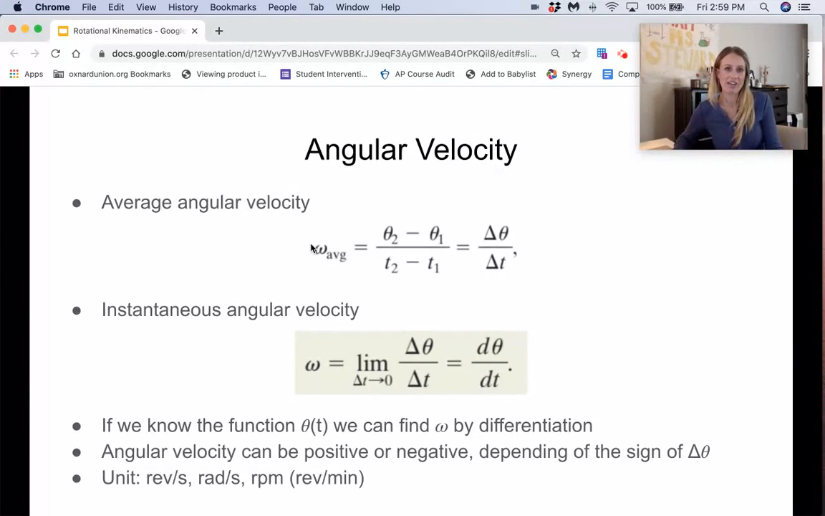And then the unit for angular velocity: regular velocity is a distance over time, right, or displacement over time, so we have meters per second. Here we have revolutions per second or radians per second, because we're talking about an angular displacement in the numerator of that unit. You probably have heard of the unit RPM, or revolutions per minute, which again is an angular displacement over a time. So revolutions per minute is also a suitable unit for angular velocity.